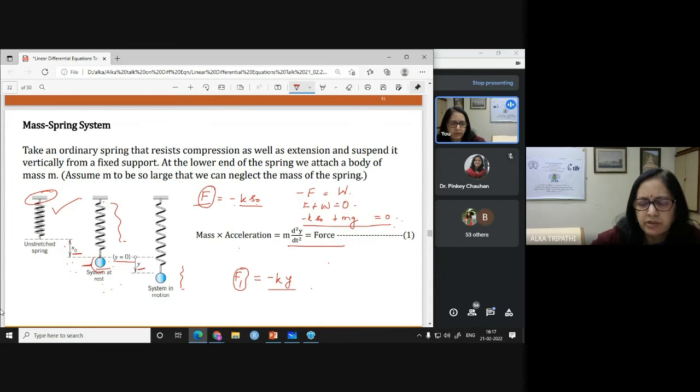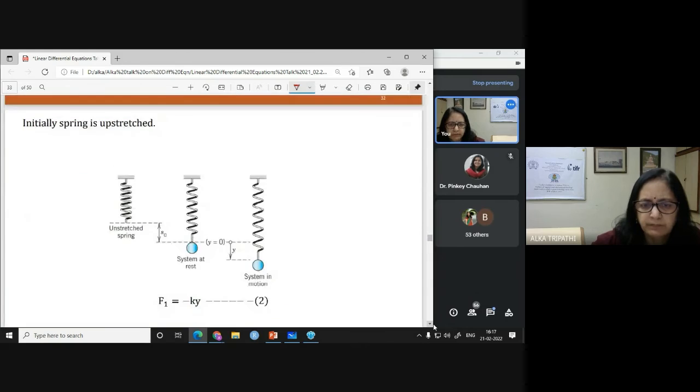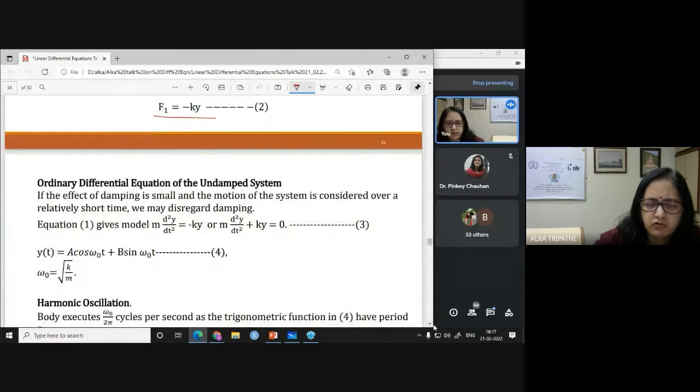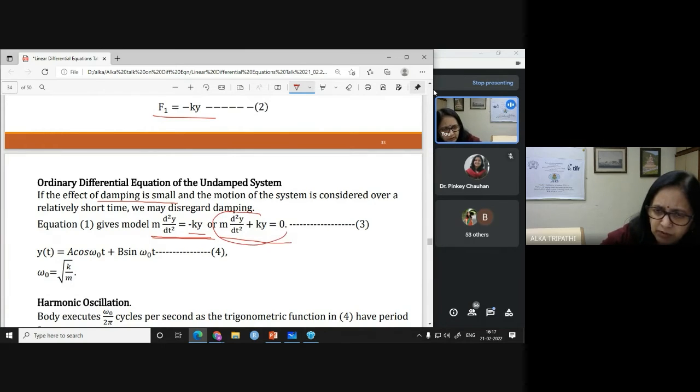Then combining these two equations, as we have seen, F1 is equal to minus ky, and the force applied on the body equals m d2y by dt square. So minus ky equals m d2y by dt square. This is for the case where damping is very small, so we can neglect the damping. So the whole equation will be m d2y by dt square plus ky equal to 0. You can see this is nothing but a linear equation with constant coefficients, second order, and the solution of this one is very easy.